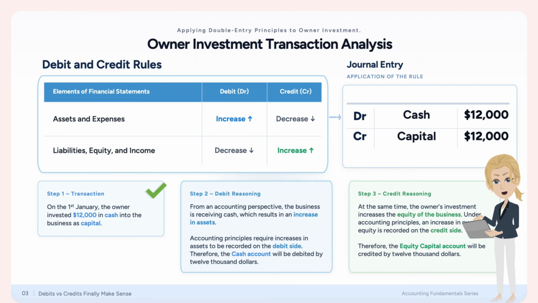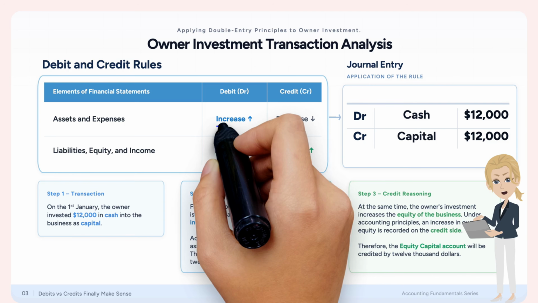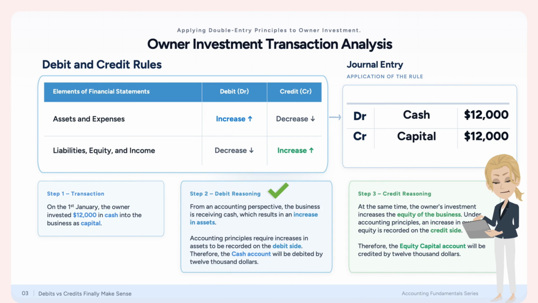The owner invested $12,000 in cash into the business as capital. From an accounting perspective, the business is receiving cash, which results in an increase in assets. Cash is classified as an asset, and accounting principles require increases in assets to be recorded on the debit side. Therefore, the cash account will be debited by $12,000.